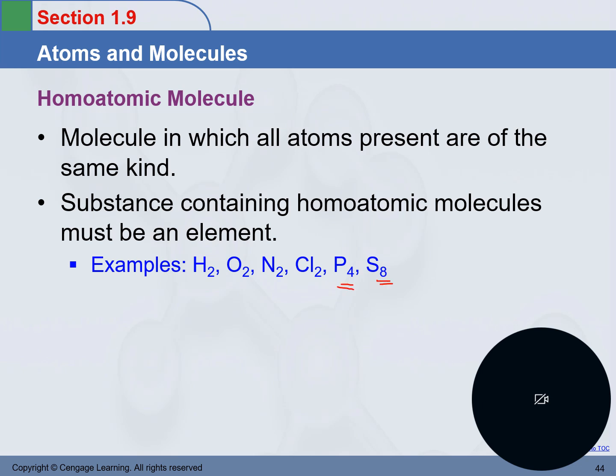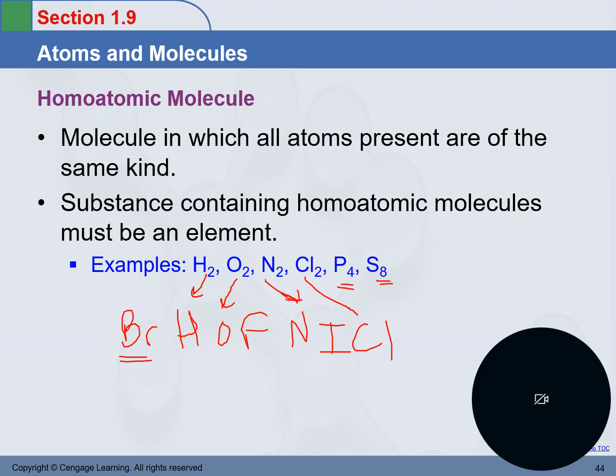Some of the diatomic ones that we should recognize would be Brother Hoff-nickel. Your brother will always be there to try to help you out. If you see one of these elements by themselves, just like hydrogen or oxygen or nitrogen or chlorine, they're always going to be diatomic. So remember, your Brother Hoff-nickel is always there to try to help you out.